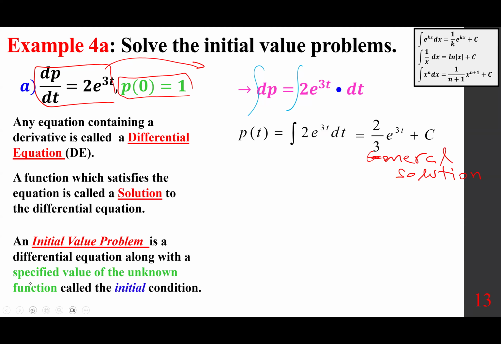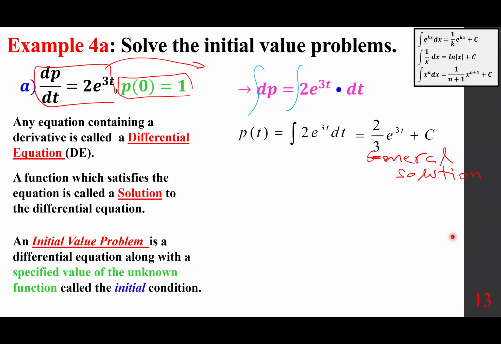So this is a general solution. Why is it the general solution? Because of this constant, you are not looking at one function. You are looking at a family of functions. There are infinitely many solutions. And as far as graphing is concerned, if you graph p of t equals 2/3 e to the power of 3t, the effect of plus c is to take us up and down along the y-axis. It moves the graph up and down, depending on the value of c.